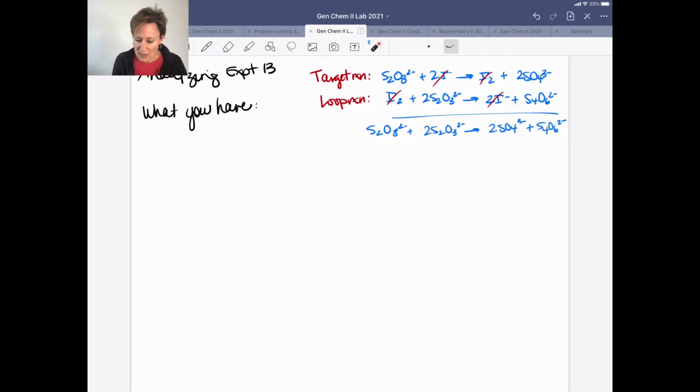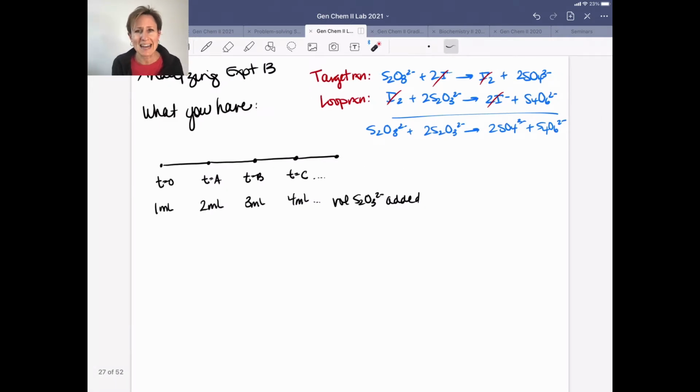But what's going to happen here with this loop reaction is we continue going into a circle until we use up this S2O3 that we have here. And when we add these two reactions together, the net reaction of what's happening is what we see here. Okay, so that's what we have. Let's think about some of the other things that we have.